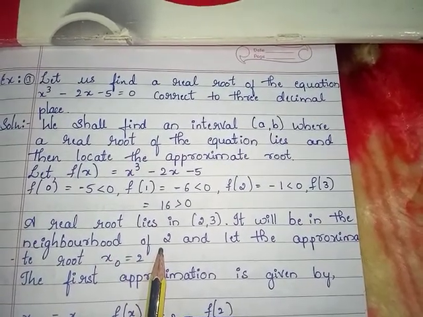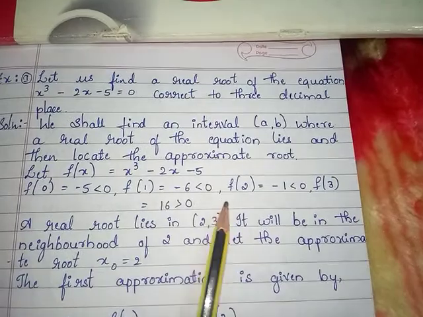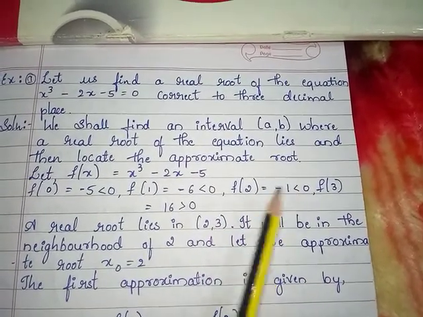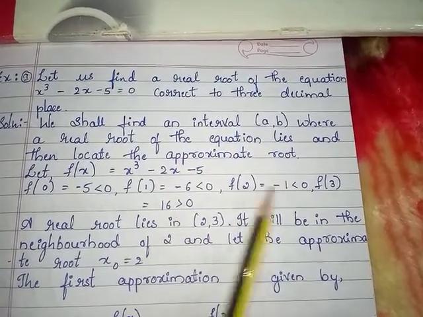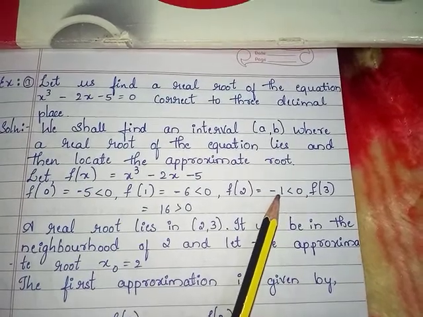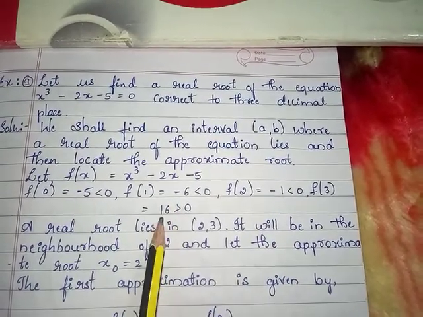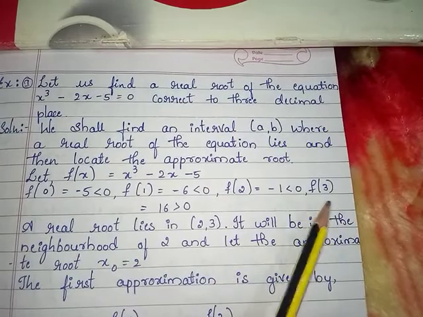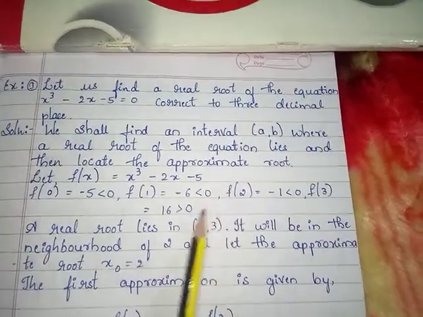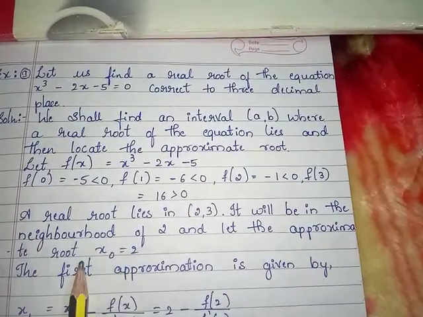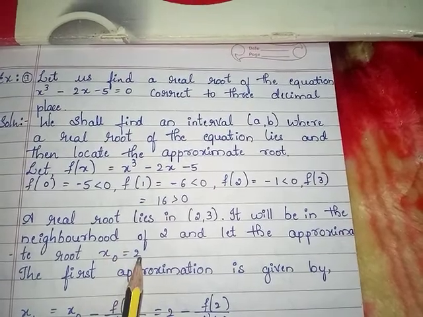Our real root will be in the neighborhood of 2. Why? Because minus 1 is near to 0 as compared to 16. See, in the number line minus 1 comes first as compared to 16. Therefore, our real root lies in the neighborhood of 2. And let the approximate root x naught be equal to 2.